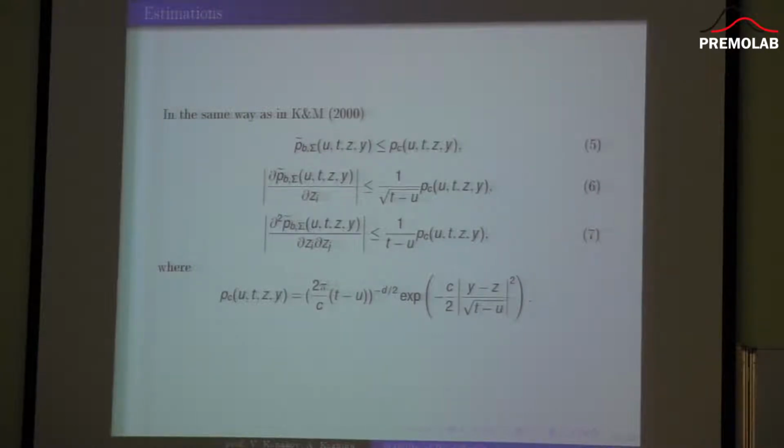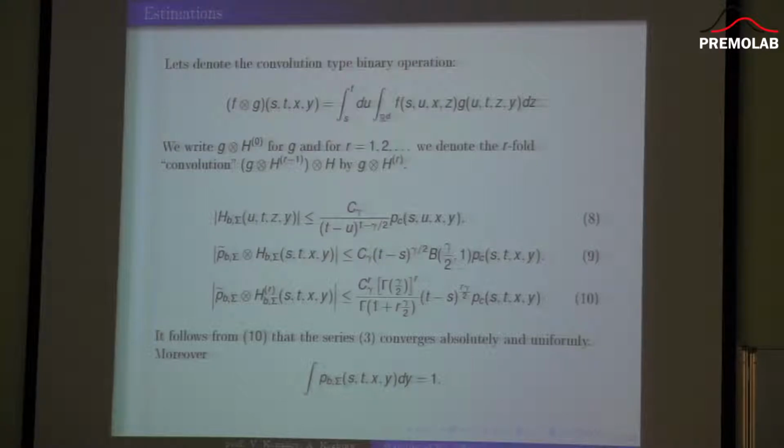So it's precisely our density that we want to have. After that, in the same way as in the article published in 2000, we could show that our frozen densities are less than some Gaussian density. First derivative less than this, and second derivative less than this. And please pay attention that if in the 6 we have an integrable time singularity, then in 7 we have a non-integrable time singularity. And it will be a problem, but it could be solved.